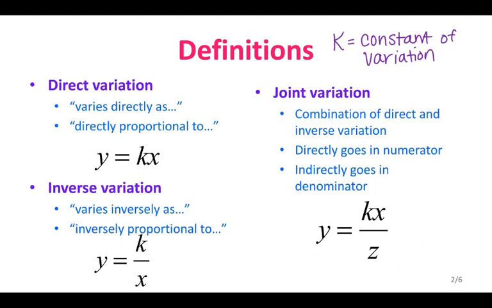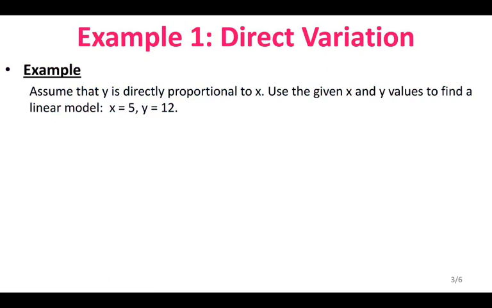All right, let's go ahead and do an example. So assume that y is directly proportional to x. Use the given x and y values to find a linear model. So x equals 5 and y equals 12. So the first thing I'm going to do is I'm going to write out the formula for direct variation since it says y is directly proportional to x. So I'm going to write this as y equals k times x. Now I do have values for both x and y, so I'm going to go ahead and replace that into my formula. So y is 12 when x is 5.